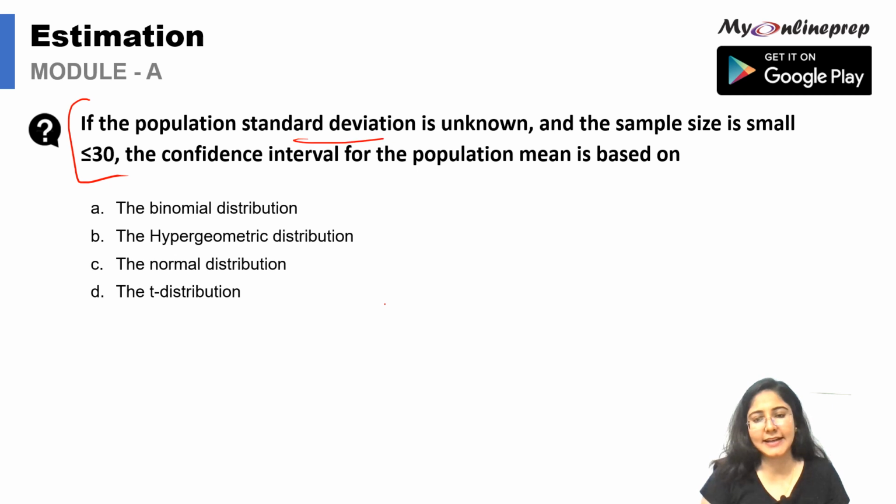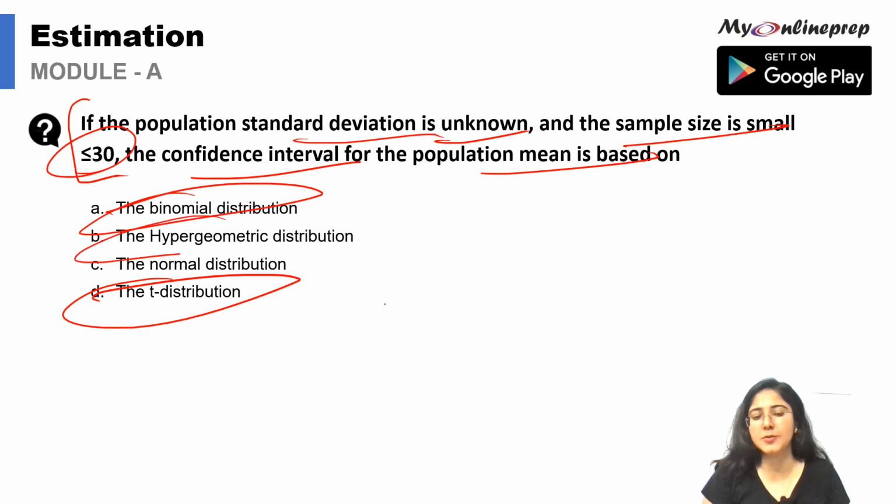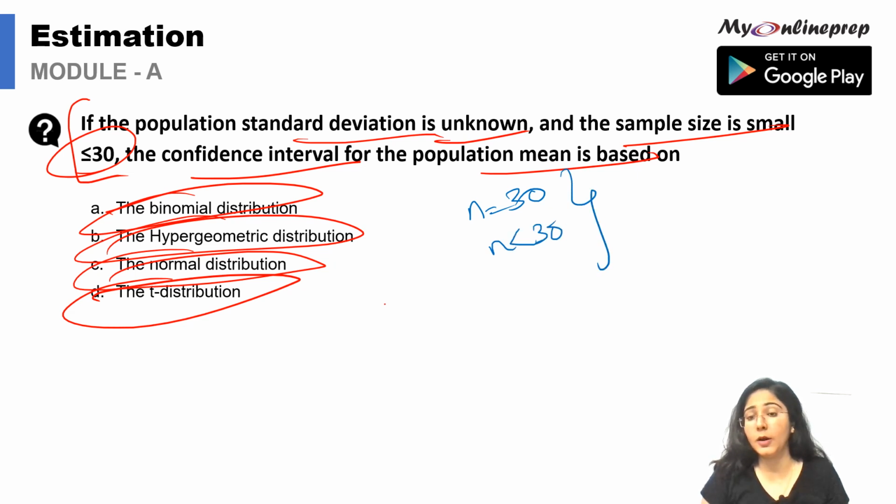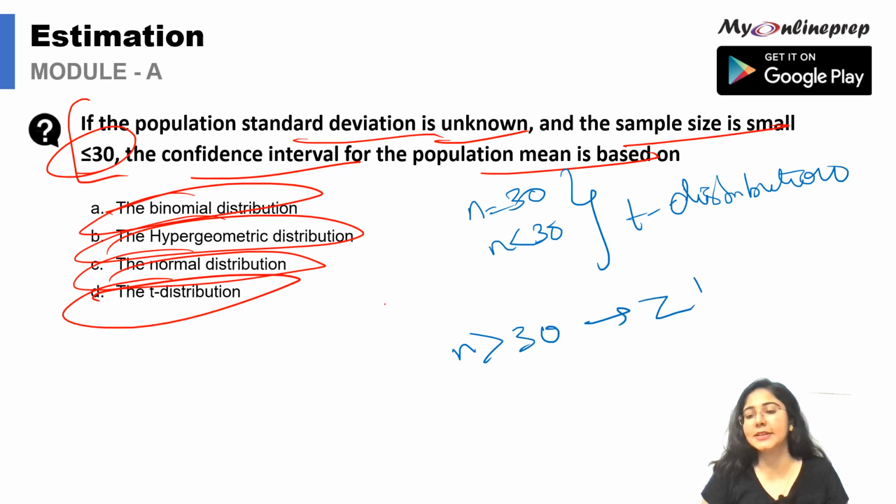If the population standard deviation is unknown and the sample size is small, or less than or equal to 30, the confidence interval of mean would be based on t distribution, binomial distribution, hypergeometric distribution, or the normal distribution. One thing to keep in mind: whenever we have n equal to 30 or less than 30, we always use t distribution, because when we have a large sample, that means n greater than 30, then we use the z test.